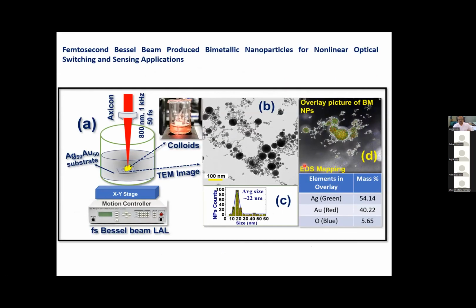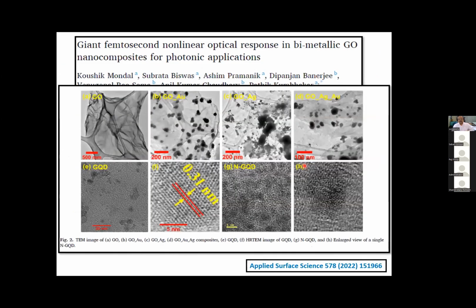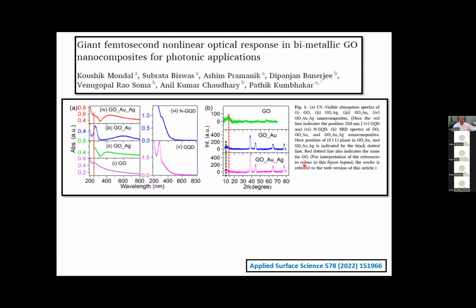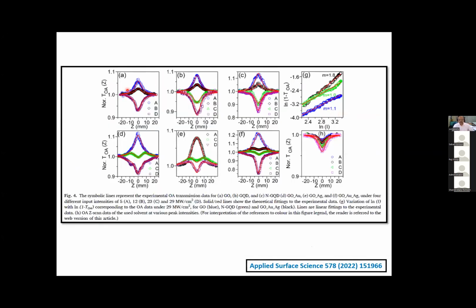Another set, bimetallic colloids or trimetallic colloids. I'll skip this part. We also did some based on graphene oxide, quantum dots, silver doped, gold doped, silver-gold doped, and we try to see if we can improve the nonlinearity or improve the nonlinear absorption. This is graphene oxide, gold, presence of silver, and presence of alloys here. And we have seen that nonlinear absorption changes drastically.